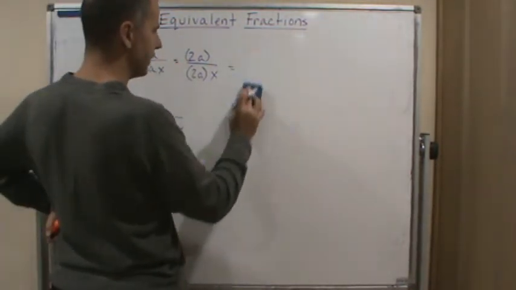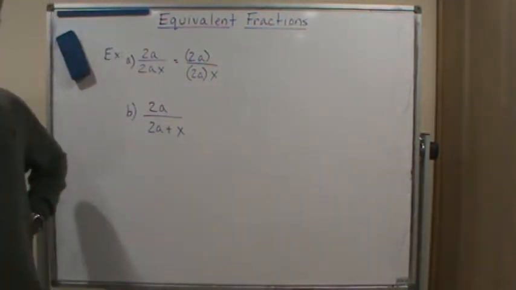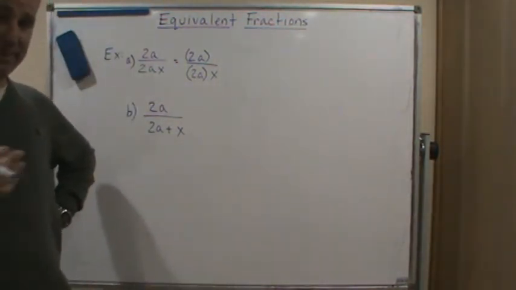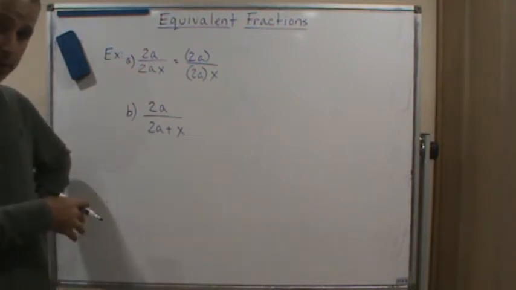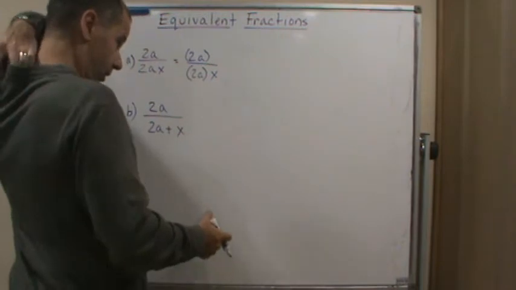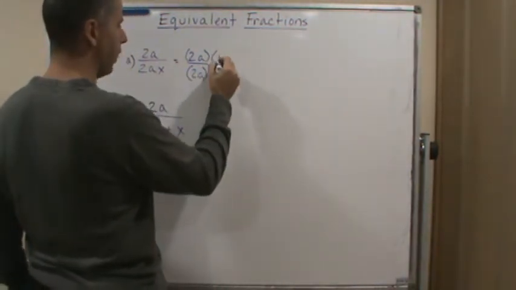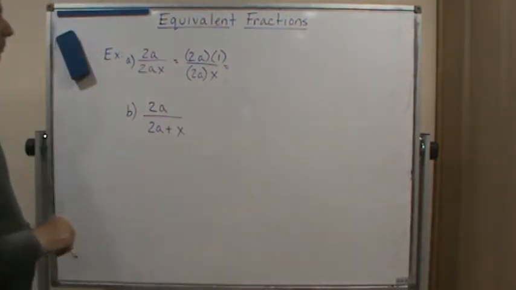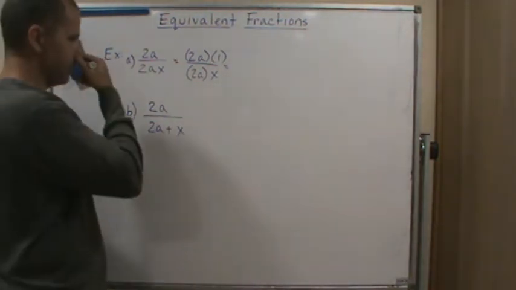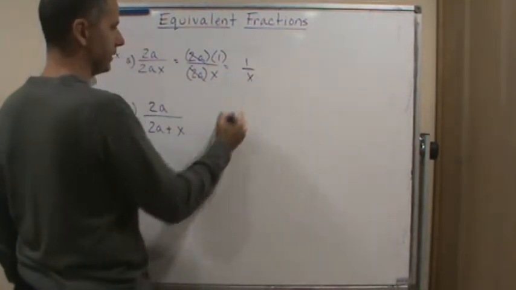There's got to be something left behind because you've got to be able to multiply the top and the bottom by the same thing to go backwards, to go back to what you started with. Okay, so now, if you want to see it further, just put a 1 up here. Now, what happens? This cancels with that and you get 1 over x.